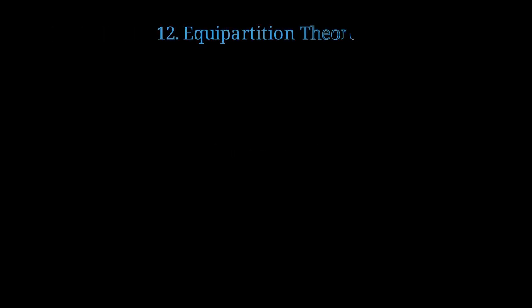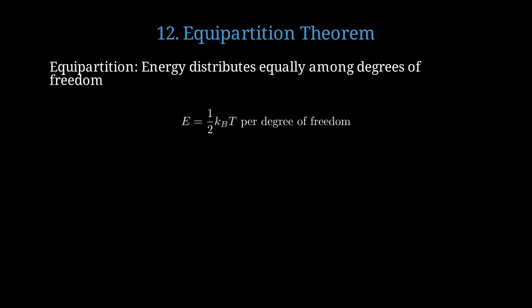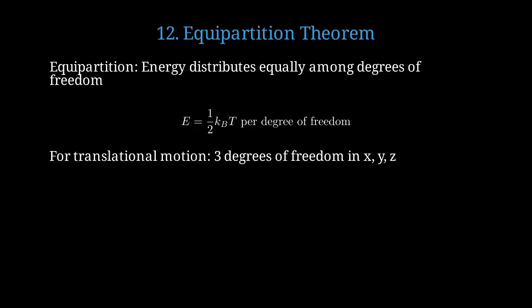The Maxwell distribution is a specific example of a more general principle called the equipartition theorem. The equipartition theorem states that in thermal equilibrium, energy distributes equally among all available degrees of freedom. Each quadratic degree of freedom gets an average energy of 1/2 kBT. For translational motion, there are 3 degrees of freedom corresponding to motion in x, y, and z directions. Therefore, the total translational energy is 3/2 kBT.